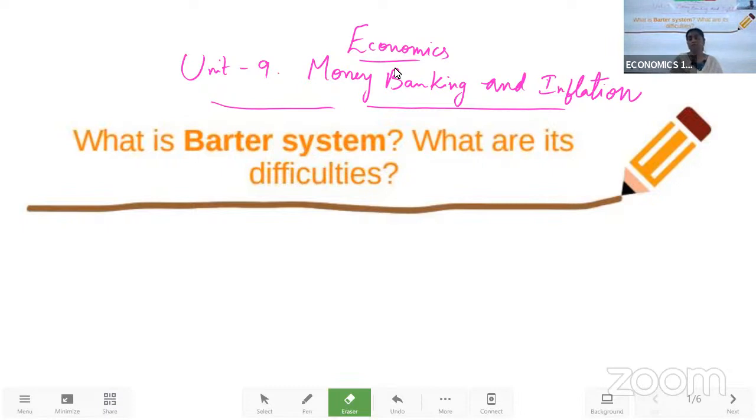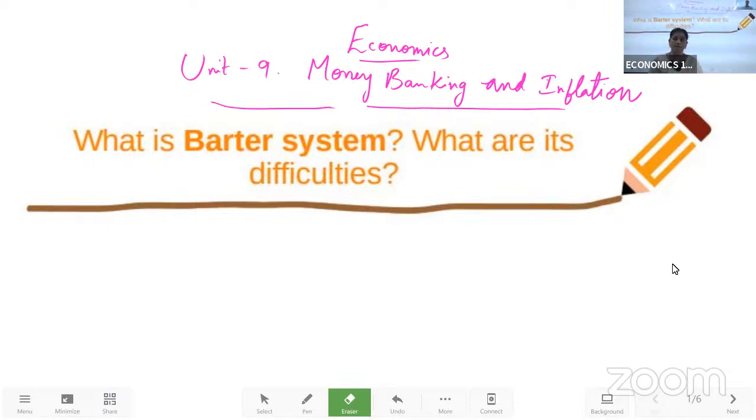Let me start today's topic with unit 9, that is money, banking and inflation. Unit number 9, money, banking and inflation. This is a unit where you are going to get the SAQs and the VSAQs. SAQs you are going to get from this unit as well as the VSAQs.